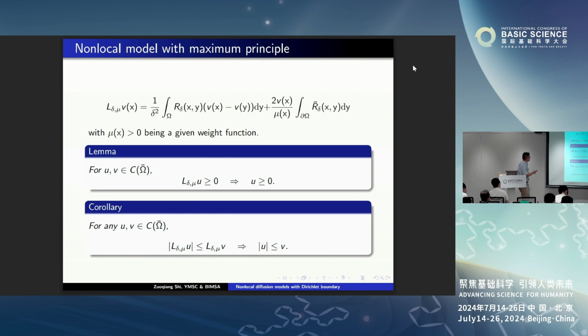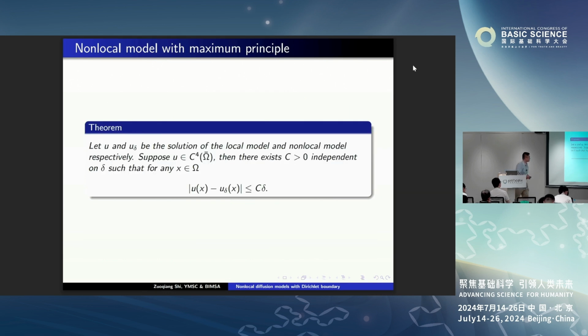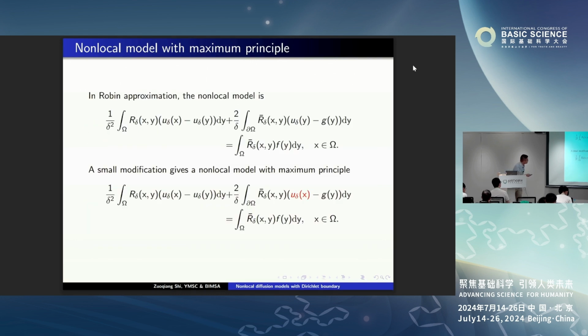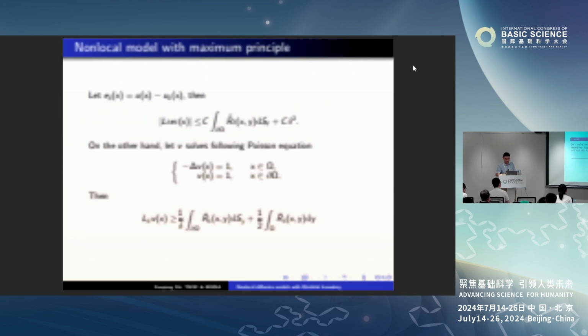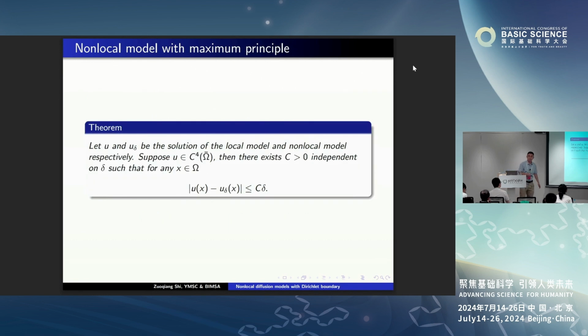By maximum principle, we mean that for this integral operator, it is very easy to prove that if this is greater than 0, then this function is also greater than 0. Consequently, we also have the so-called comparison principle. Using this maximum principle, we can prove that this model has a first order convergence in the L infinity norm, because with the maximum principle we can get the pointwise convergence.